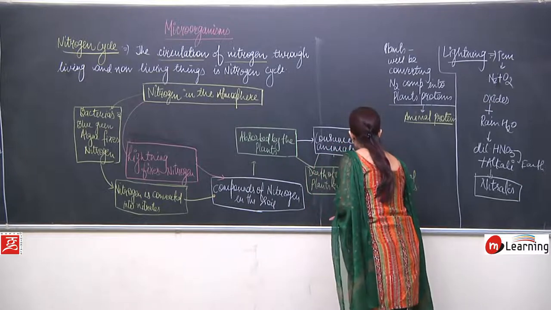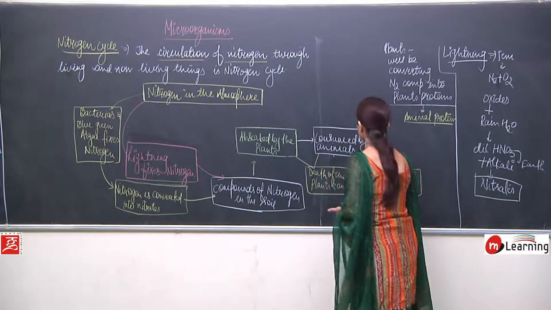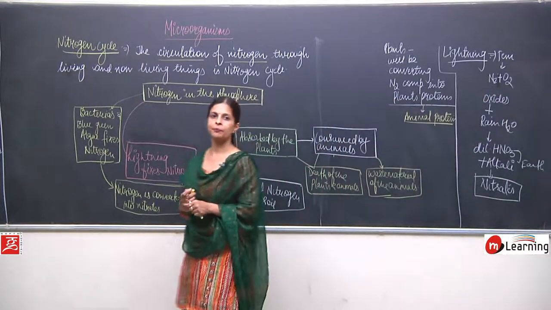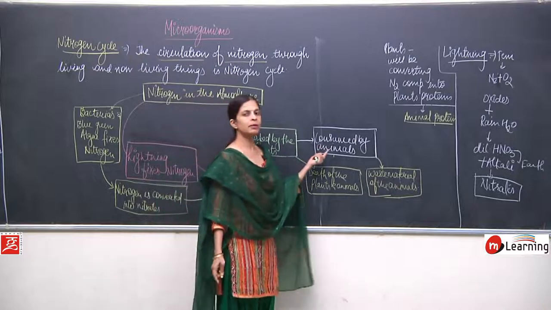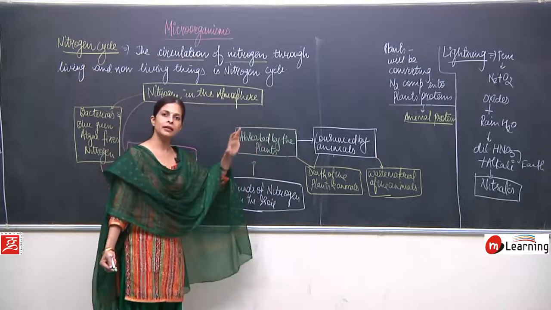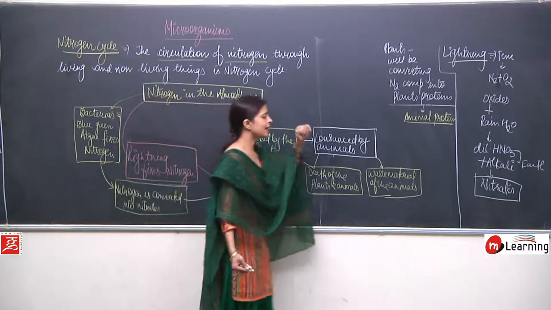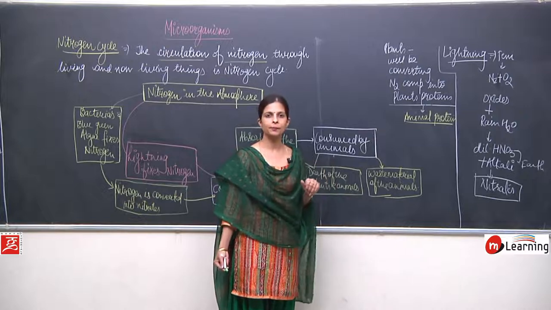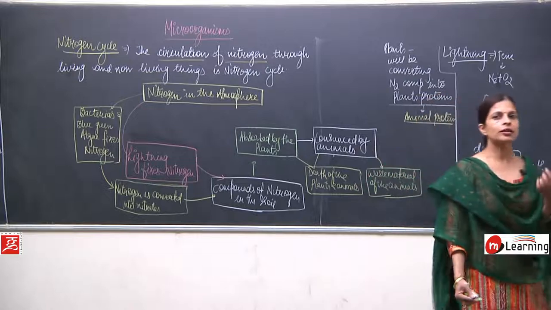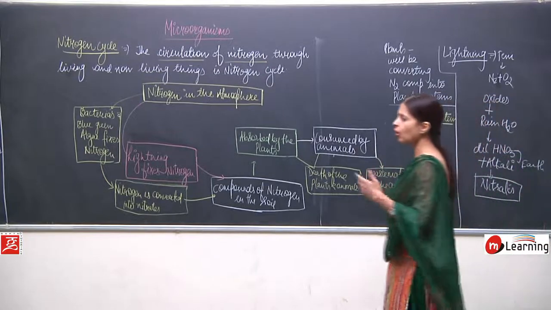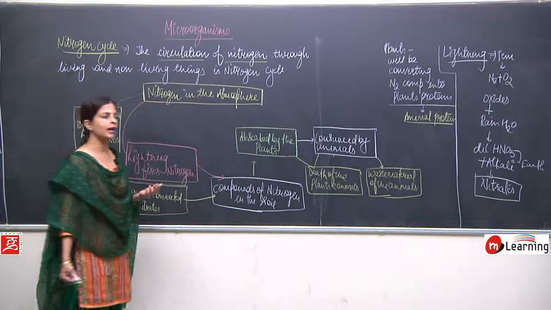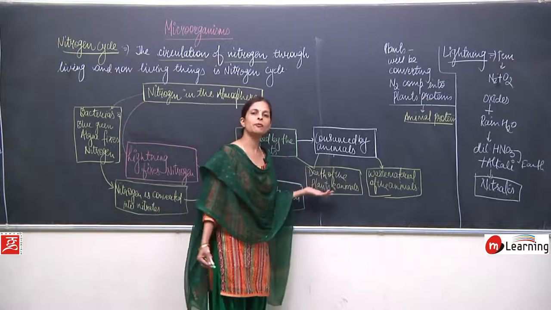Now, the waste material of the animals, and after the plants and the animals die, now what will happen? Here we are talking about the plant protein and the animal protein. When the plants die, the plant protein will be there in the body of the plant. When the animals die, the protein is there in the body. Now this has to come out of the body again, isn't it? And we all know that on the dead bodies of the plants or the animals, who will work upon this? Obviously, the bacteria and the fungi work upon the dead bodies of plants and animals.